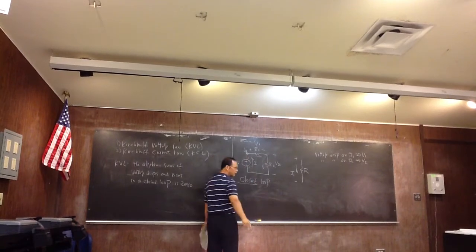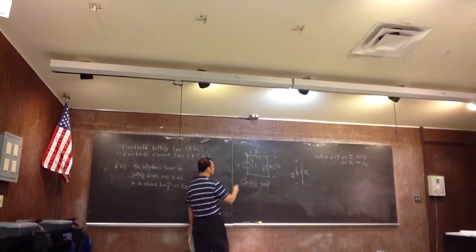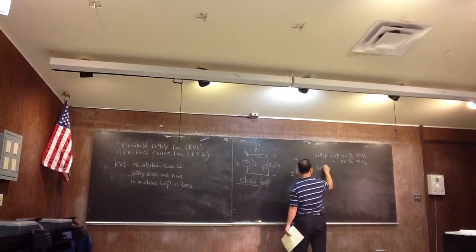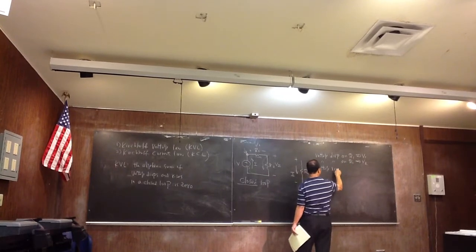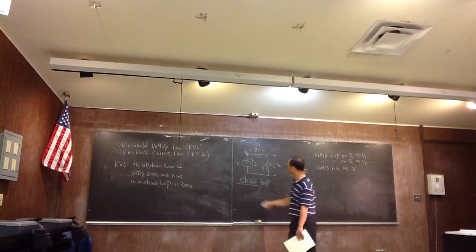Now you see a voltage rise, right? Because it goes from minus to plus. So you get a voltage rise, which is V.